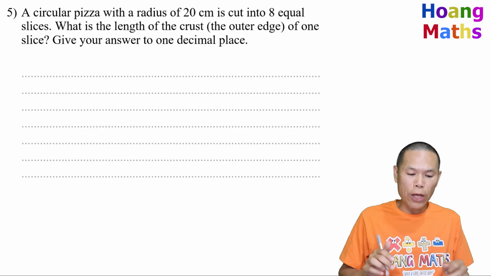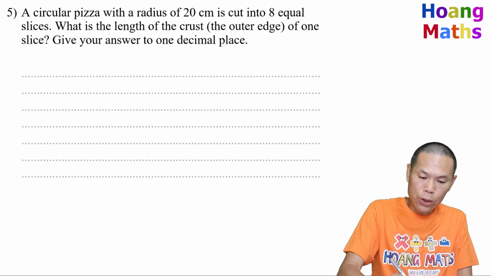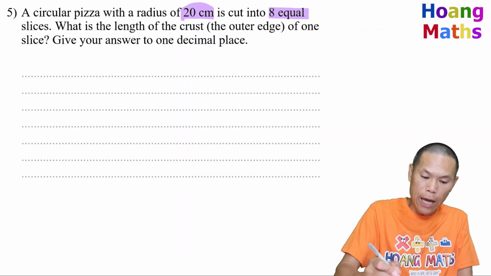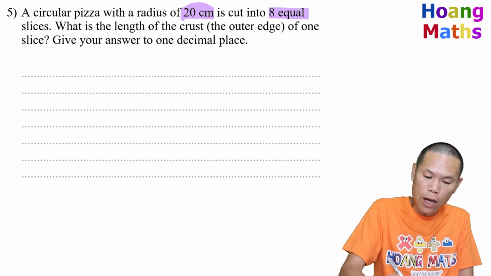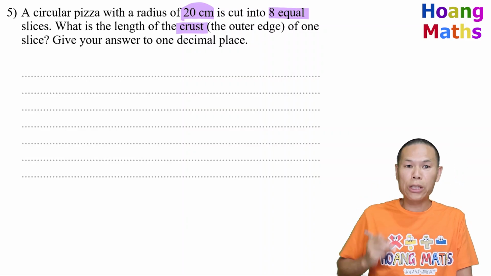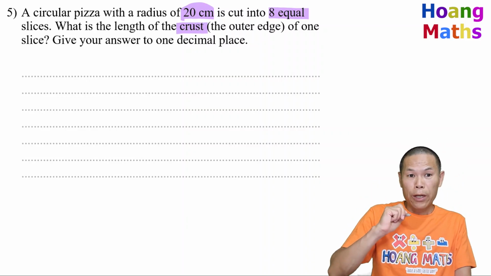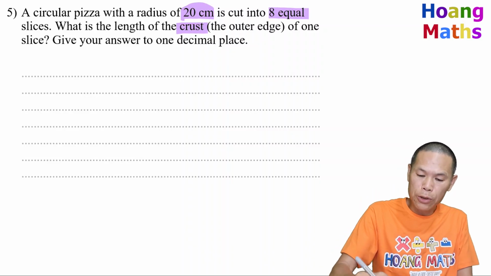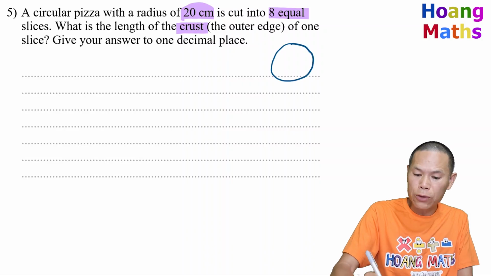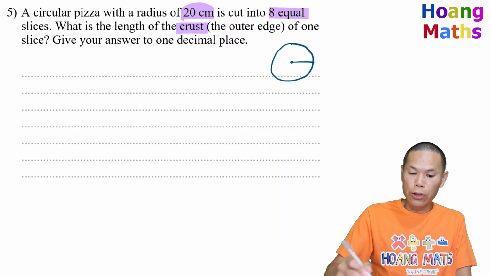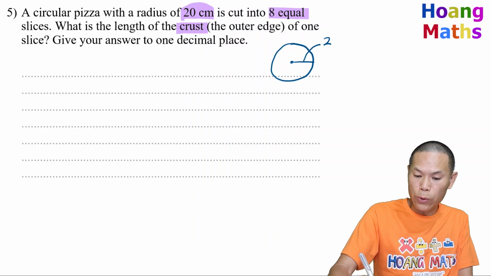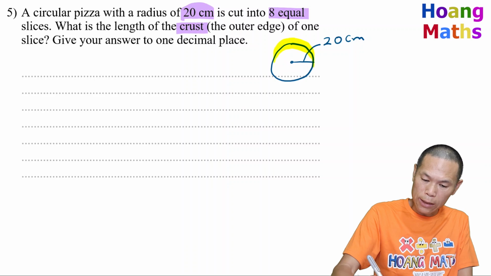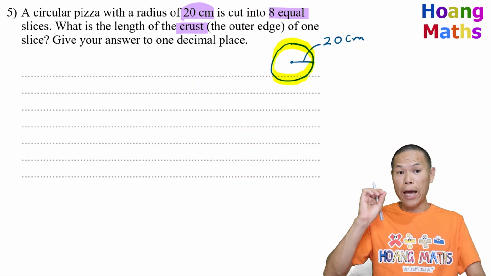First of all, we know that the radius of the pizza is 20 centimeters, and we need to cut it into 8 pieces. The question is, we need to find the length of the crust for each slice. Let me just work out the length of the crust first, and that is the circumference of the pizza. Let me draw the diagram out, and you don't have to if you wish. That is the radius, which is 20 centimeters. We need to find the length of the crust first, and then we divide it into 8 pieces.